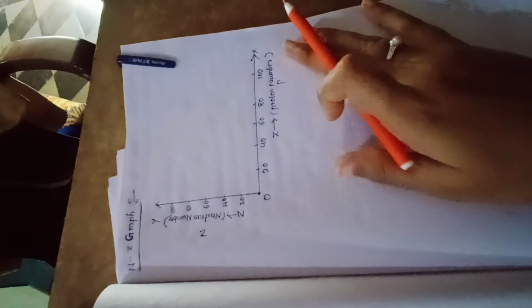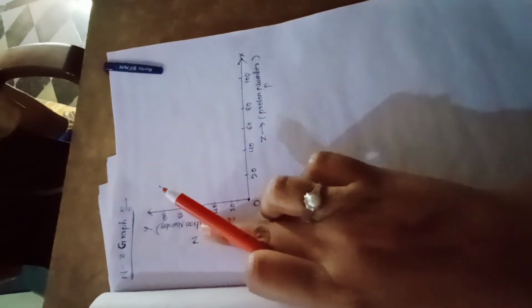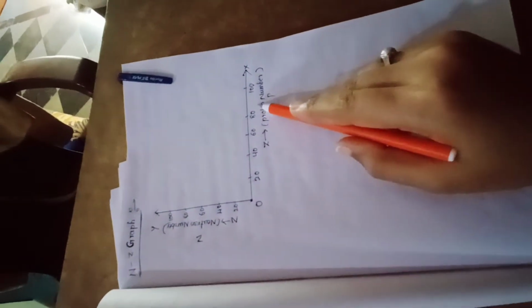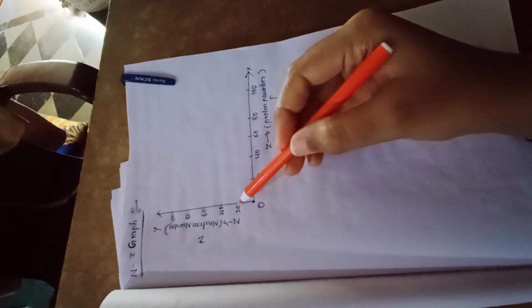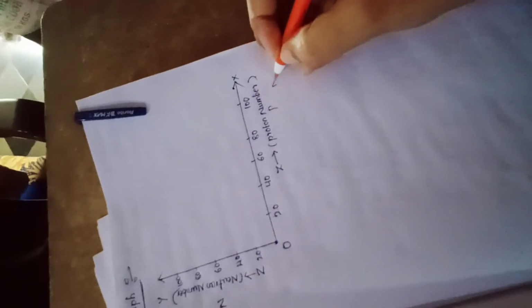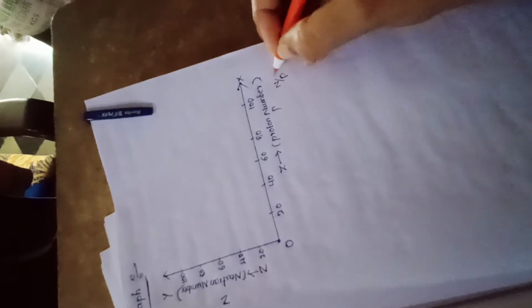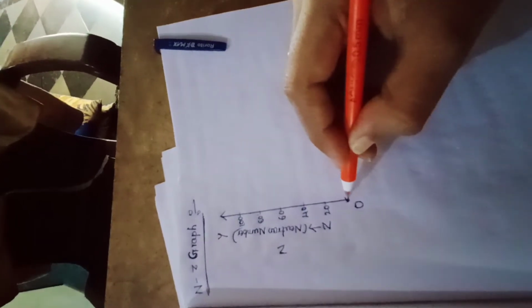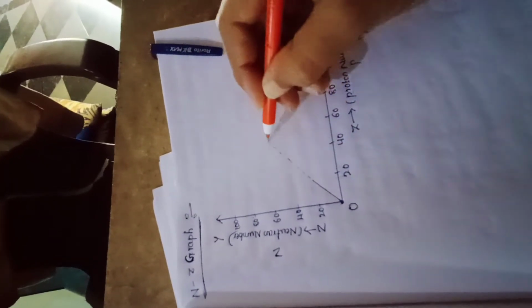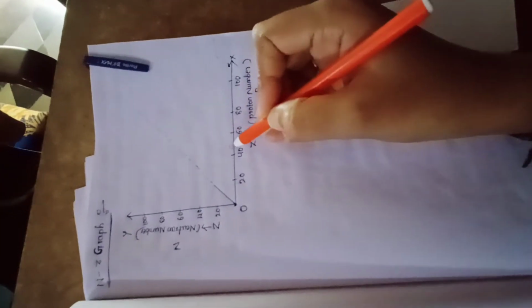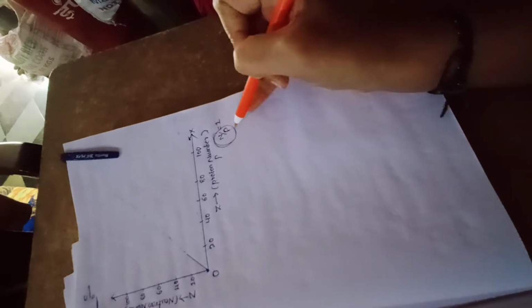So in general, this NZ graph depends on the values of N and Z. For example, the ratio of number of neutrons to the number of protons is equal to 1. For example, neutron number is 20, proton number is 20. The ratio N by P, or N by Z, is 1. Then it will follow the straight line. Okay, this is the straight line graph.